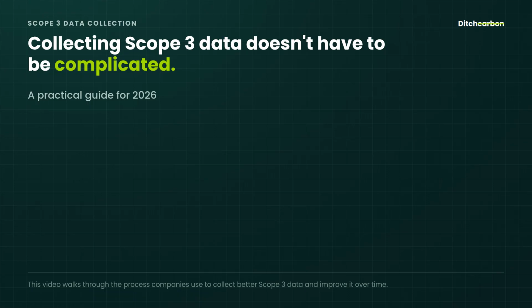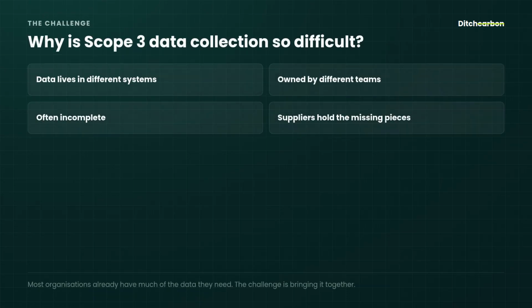Let's get into it. So why is Scope 3 data collection so difficult in the first place? Mostly because the data doesn't live in one place. It sits across different systems, owned by different teams, and it's often incomplete. On top of that, some of the most important pieces aren't even inside your organization. Your suppliers hold them. Here's the reassuring part though. Most organizations already have much of the data they need. The real challenge isn't finding it from scratch. It's bringing together what already exists.